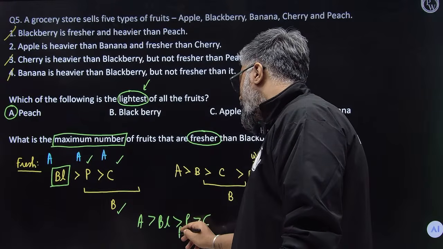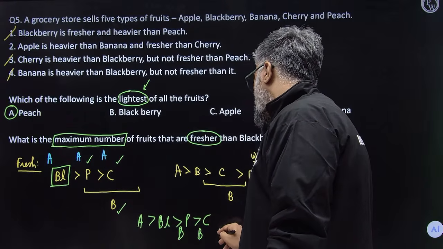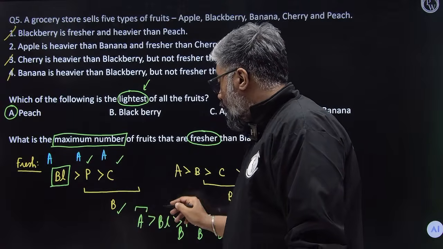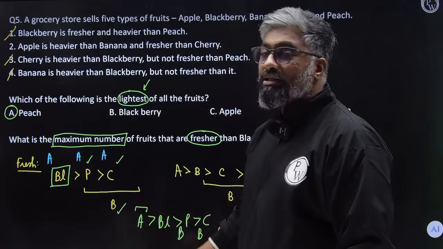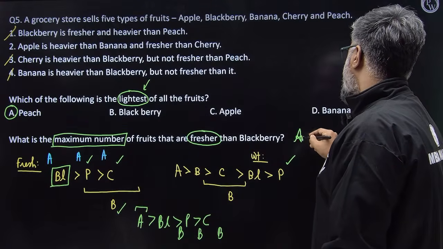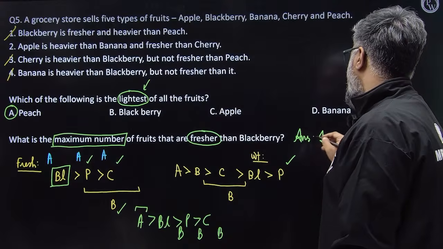Banana could come anywhere, doesn't really matter. So the maximum number of fruits that could be fresher than blackberry would be what? Only one, which is apple. So the answer to this question would be 1. Clear?